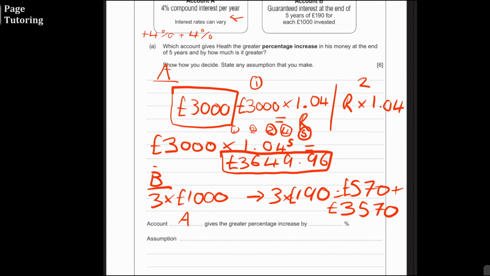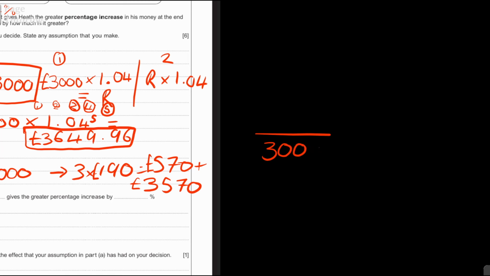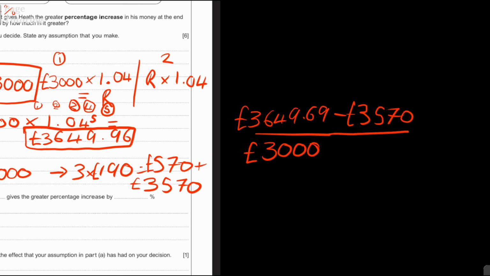But now we need to do some extra work. So we want to know the percentage difference increase of A and B. So we can do that. 3,000 is what we started with. That's 100%. And we want to know the percentage difference between these two. Well, what's just the difference? Well, we could take them away from each other. 3,649.96 pounds. Take away 3,570 pounds. And now dividing by 3,000 and then timesing by 100, because remember it's a percentage.